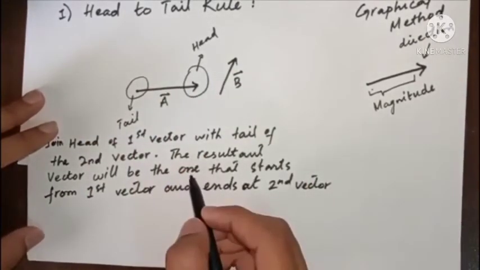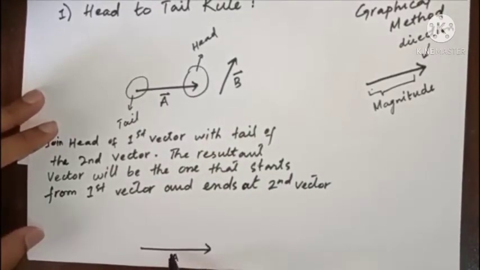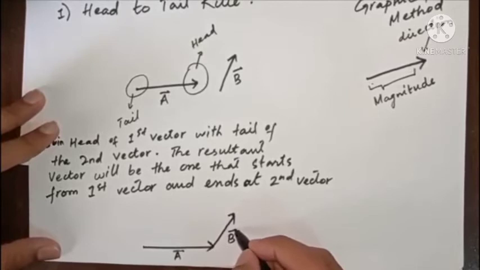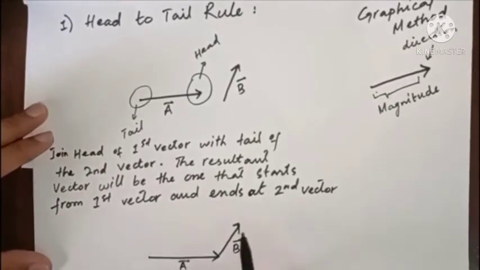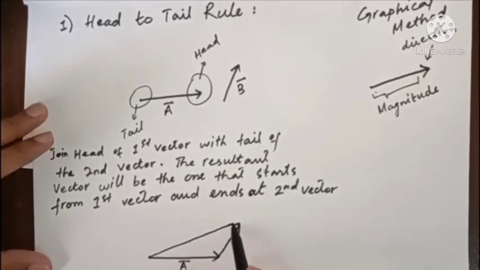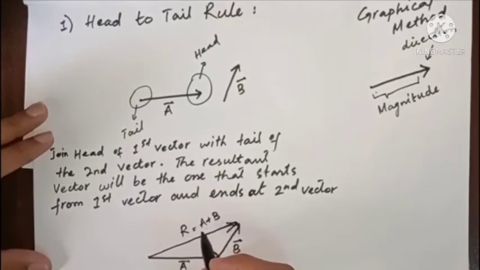Now, applying these rules on these two vectors, A and B, we draw the first vector, that is A, and the second vector B will start from the head of the first vector, that is A. So according to the rule, the resultant vector will start from the first vector, that is A, and end at the final vector, that is B. This vector represents the resultant, or you can say this is the sum of these two vectors A and B.